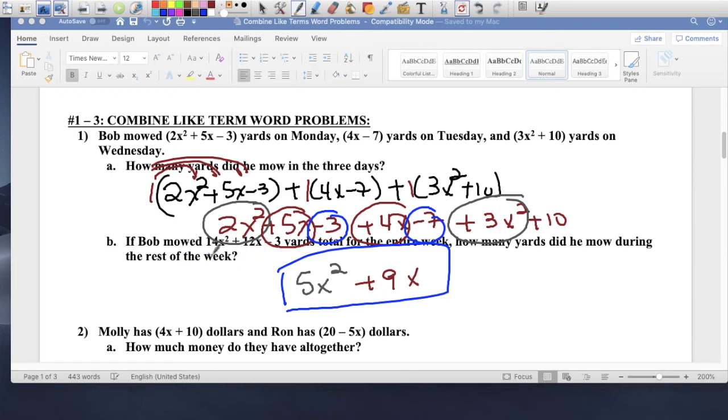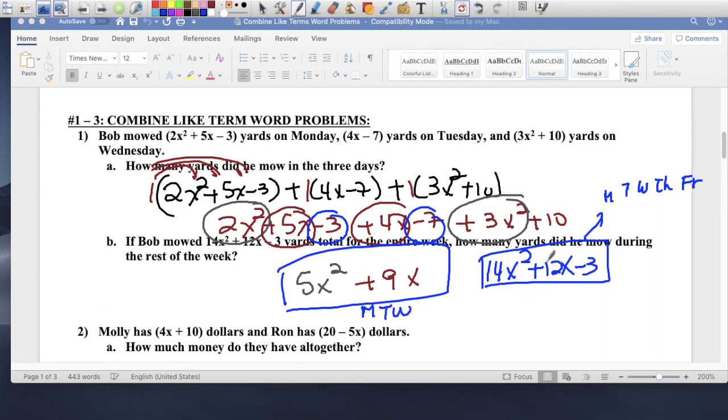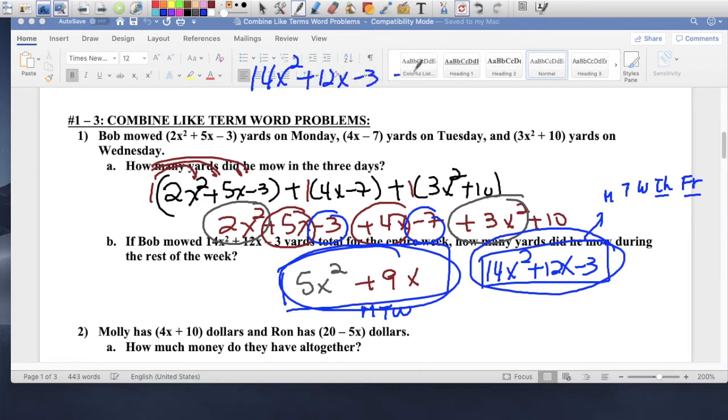So the second part B says, for the whole week he mowed how much? 14x squared plus 12x minus 3. This is Monday, Tuesday, Wednesday, Thursday, Friday, right? And this is Monday, Tuesday, Wednesday. So the difference here is going to be how much he mowed on Thursday and Friday, right? Because if this is the whole week, and this represents 3 days, we can just subtract.